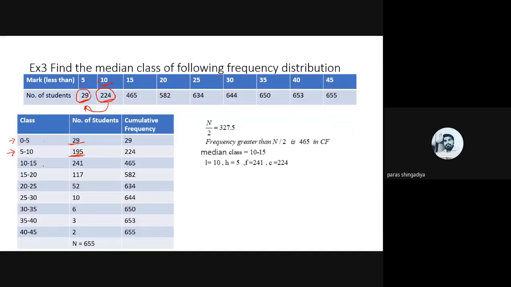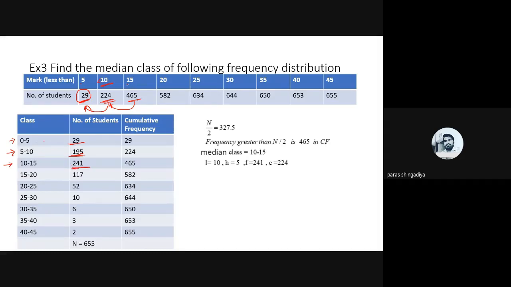Then the next interval, 10 to 15. Up to 10, 224 students are there, and up to 15, 465 students are there. So how many students are in the range of 10 to 15? That is 465 minus 224. So it is 241.